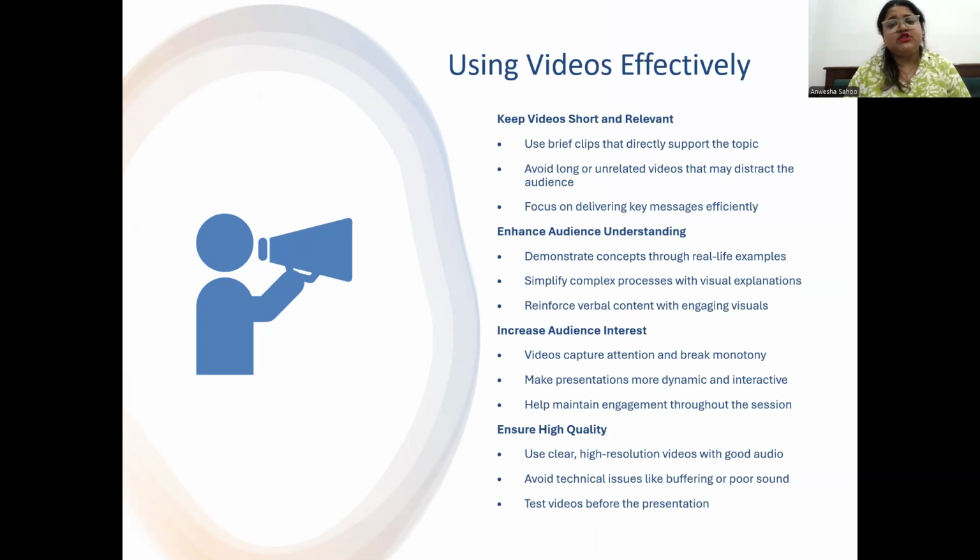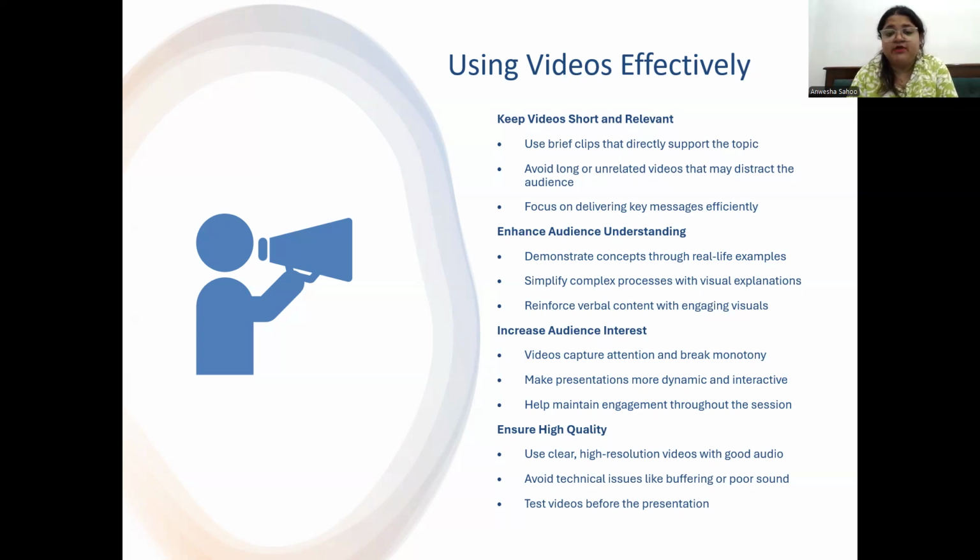So, usage of video is very, very important because it demonstrates concepts through real life examples. It simplifies complex processes with visual explanation and reinforces verbal content with engaging visuals. It also increases audience interest. Videos capture attention and break monotony, and make the presentation more dynamic and interactive. It also helps maintain engagement throughout the session.